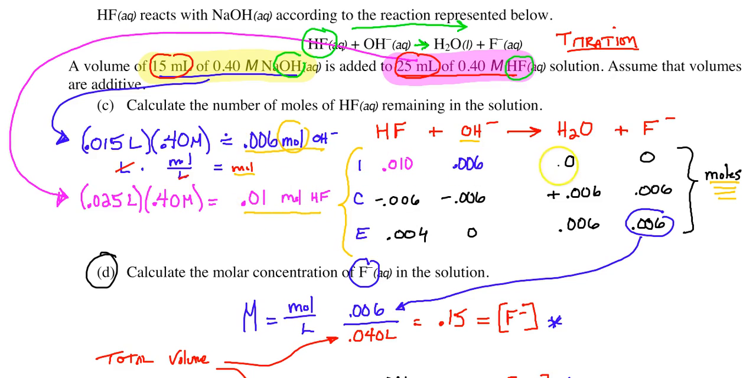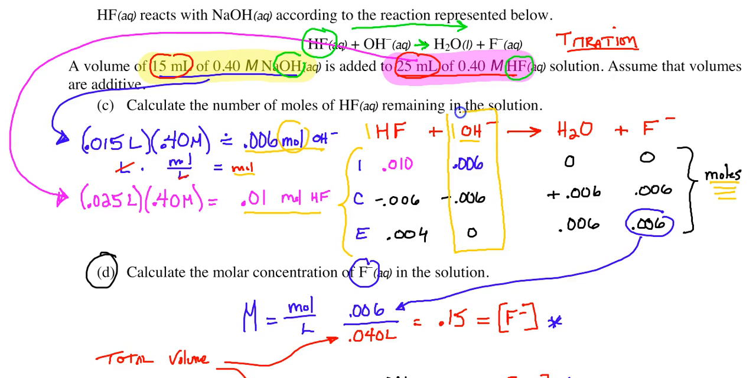And then I put them in a table like we've done before to find the limiting reagent. Because there's a coefficient of 1 here and a coefficient of 1 here, in order to make all of the hydroxide disappear, I need to have at least 0.006 over here. It's a 1-to-1. Oh, I have more than enough. So all of the hydroxide disappears, and this is my limiting reagent.